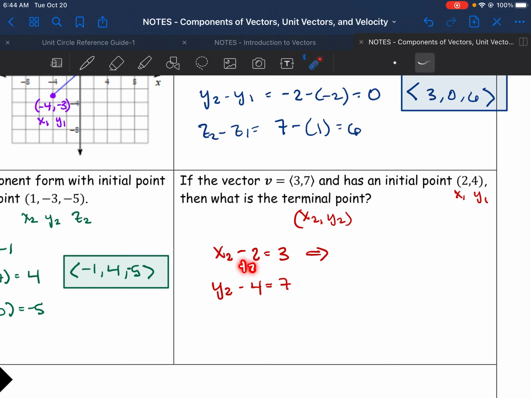Here we could just add 2 to both sides. We get that x2 is going to equal 5. Here we can just add 4 to both sides, and we get that y2 should equal 11. And that tells us that our terminal point is the point (5, 11).